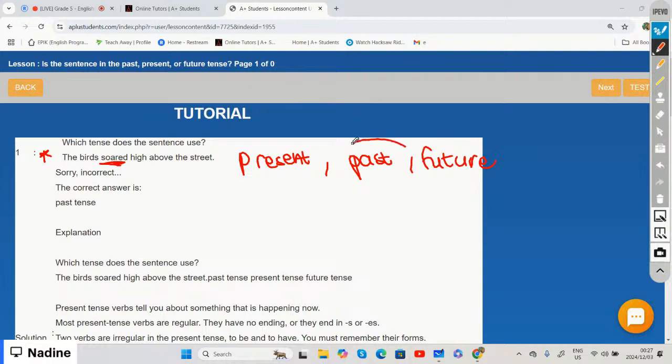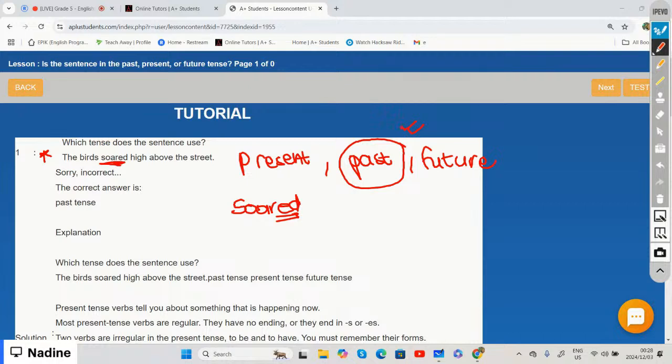So this is in the past tense. The word that basically tells us this is in the past tense is soared. We added an ed to our verb to show the regular past tense of that word. So the bird soared high above the streets. That is in the past.